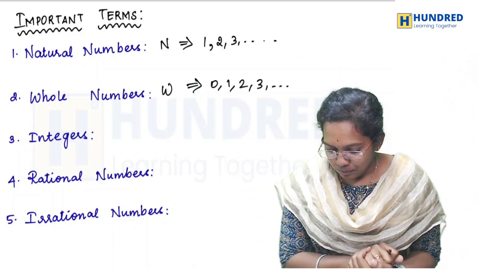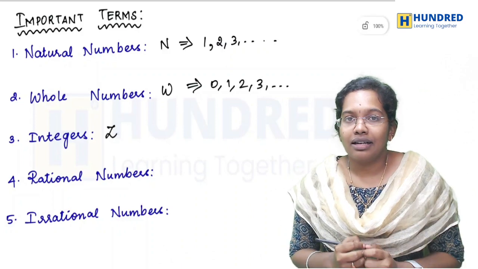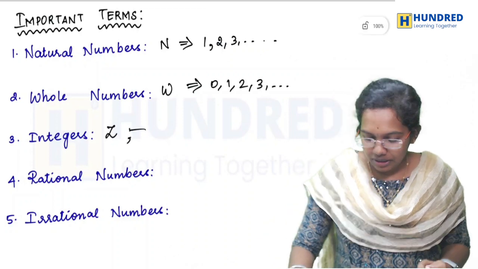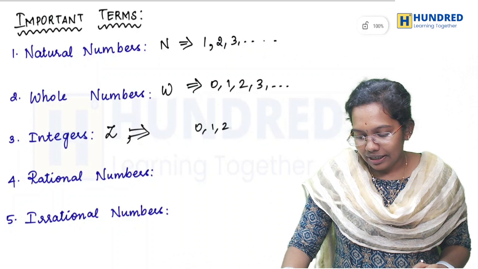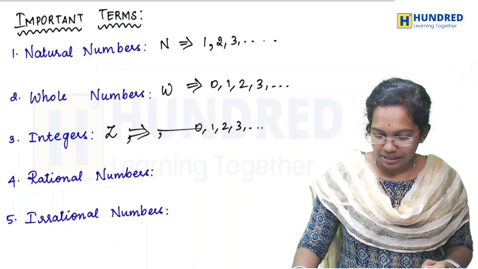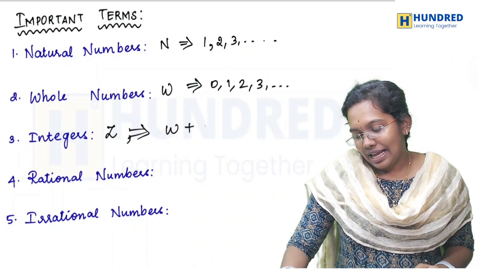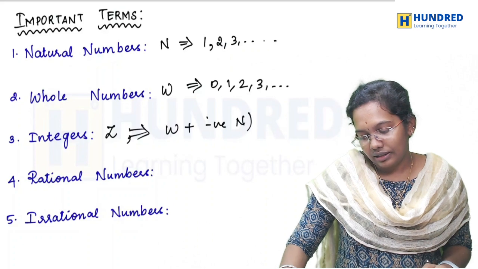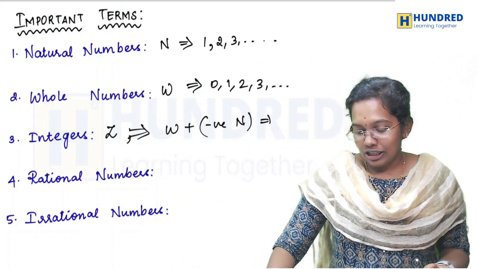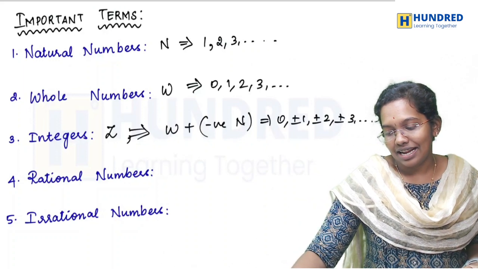Moving on to integers. Integers are denoted by the letter Z, and they include the entire whole numbers and also the negative natural numbers. So it will have 0, plus or minus 1, plus or minus 2, plus or minus 3, and it goes on.